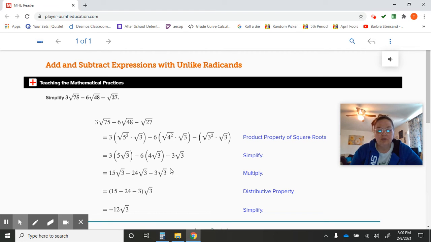So now that we've simplified that all down, we can combine things. Since each of these has a square root of 3, we use the distributive property to put the 15, the 24, and the 3 that are outside of the radical symbols together. So we have 15 minus 24 minus 3, and the square root of 3 stays there by itself. And then we simplify by doing all of this subtraction, and we get negative 12 times the square root of 3. So 3 times the square root of 75 minus 6 times the square root of 48 minus the square root of 27 simplifies to negative 12 times the square root of 3.